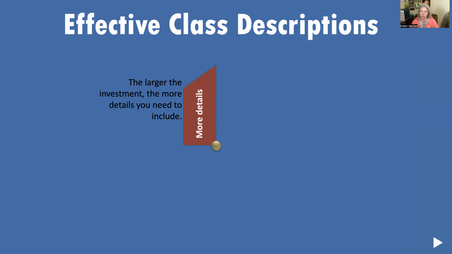So the larger the investment, the more details you need to include. What I mean by this is, let's say my classes are 12 weeks and they cost a good bit of money. They're multi-day. From the beginning, there's a lot of money being placed on the line for this class. And so I feel like it's very important that there be more details involved in my class description than maybe if my class were $25, right? There's a lot more money on the line. There's a lot more risk involved with that purchase.